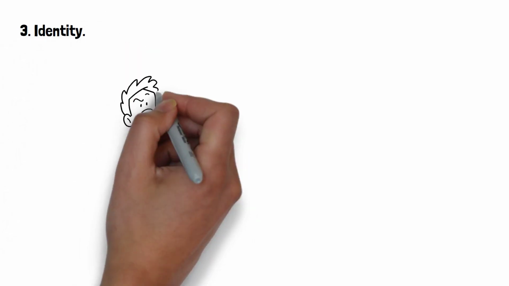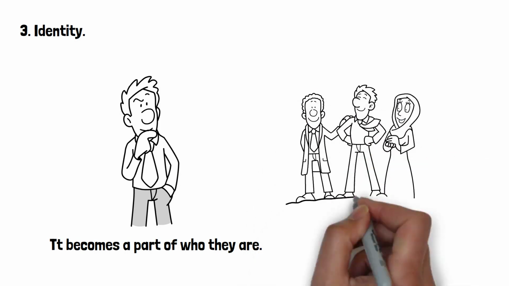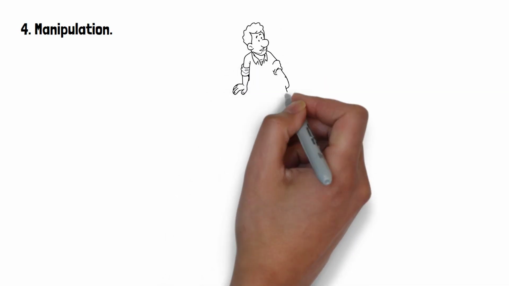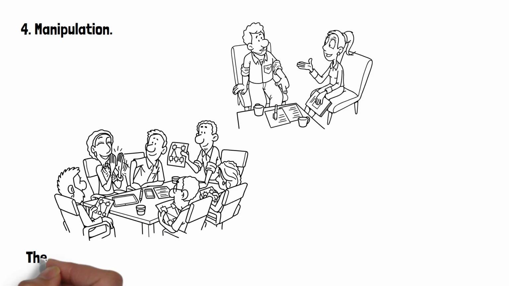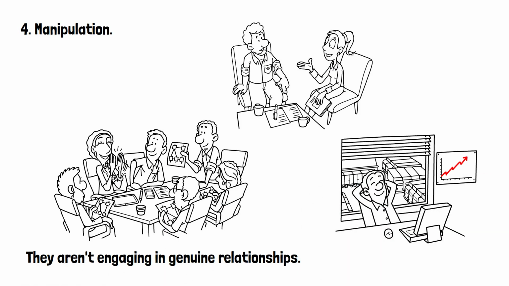3, identity. After playing the victim for so long, it becomes a part of who they are. They may not even realize they're doing it. And 4, manipulation. It is always about gaining control through manipulation. When people play this role, they aren't engaging in genuine relationships. There's always an underlying motive.